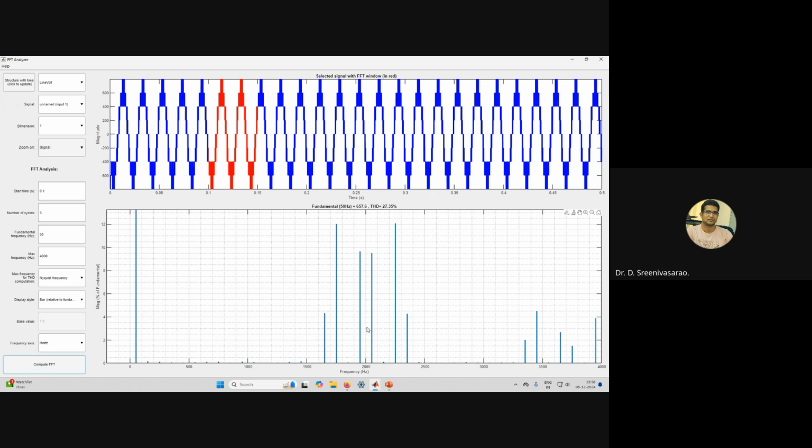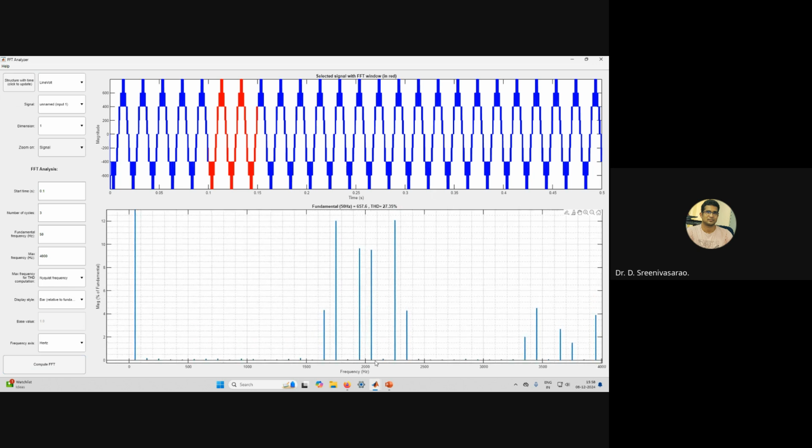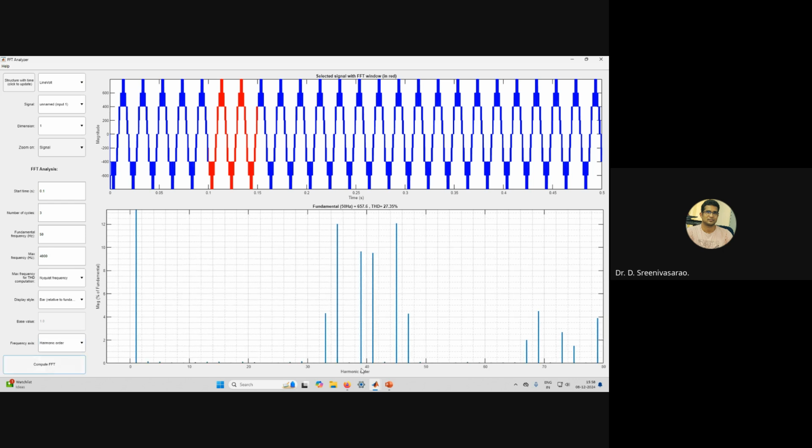Also see that these sideband harmonics are centered around 2000. This corresponds to the 500 Hz carrier frequency we kept, which means MF is 10. As we discussed, it is M minus 1 times MF. M minus 1 is 4 here, so that is 40. You can change it to harmonic order here, so this corresponds to 40. So we are producing the sideband harmonics at around 40.